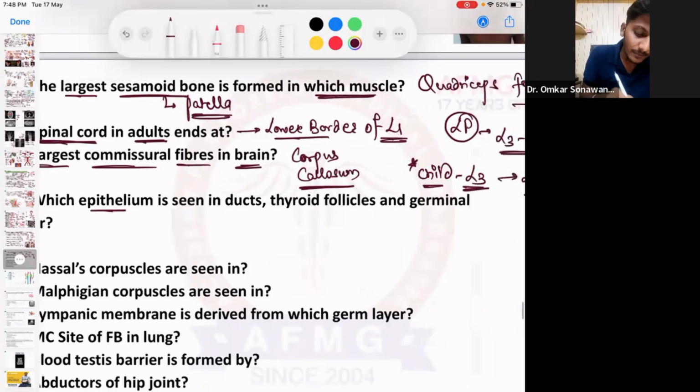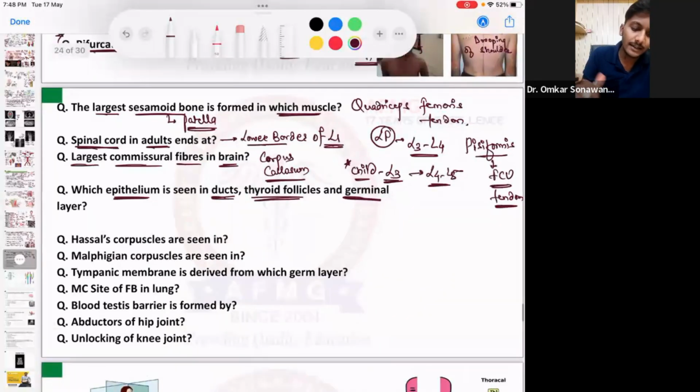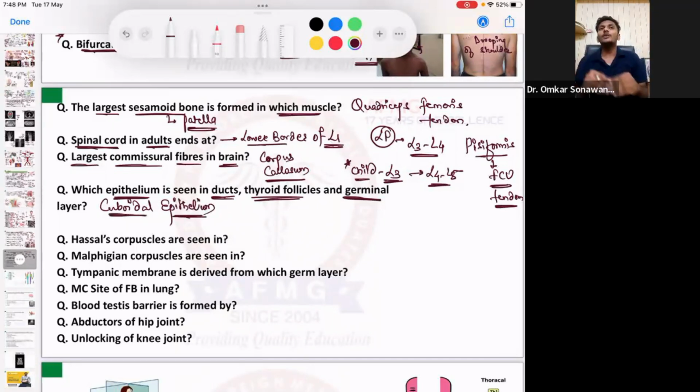Which epithelium is seen in the ducts, thyroid follicles, and germinal layer or germinal cells? Very good. This is important. Remember, this is the exception, and this is what you forget. They tend to ask about cuboidal epithelium. Which epithelium lines the ducts, such as the common bile duct? Cuboidal epithelium. The thyroid follicles? And the germinal layers in the gonads? Cuboidal epithelium. No issues.